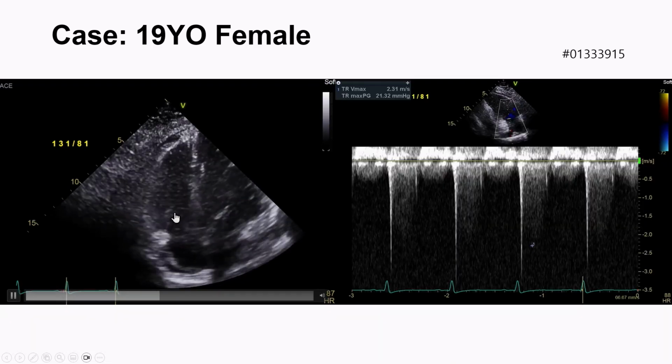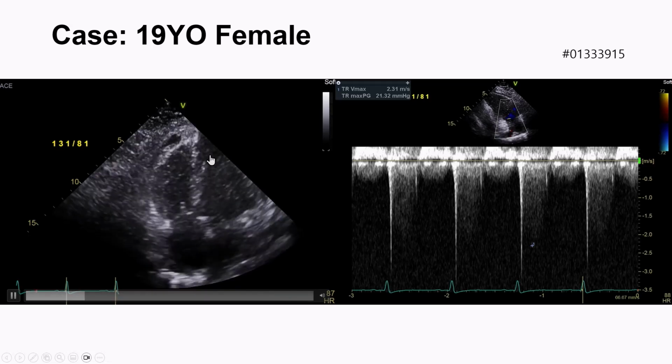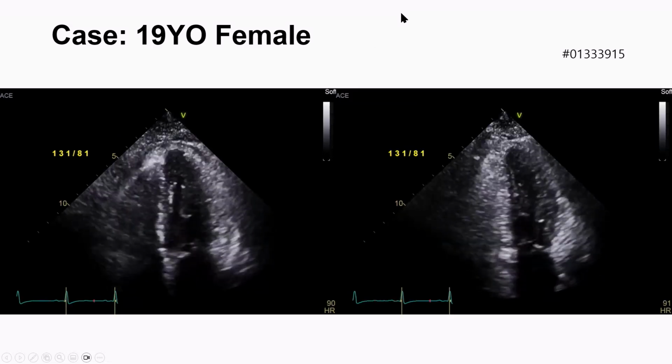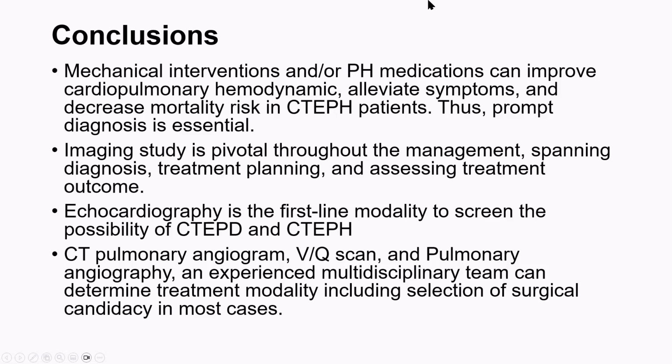Also, there was no dilation of the RV and normal RV systolic function. In conclusion, mechanical interventions and/or pulmonary hypertension medication can improve cardiopulmonary hemodynamics, alleviate symptoms, and decrease mortality risk in CTEPH patients. Thus, prompt diagnosis is essential. Imaging is pivotal throughout the management, spanning diagnosis, treatment planning, and assessing treatment outcome.